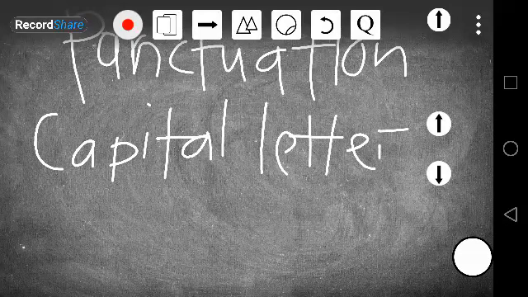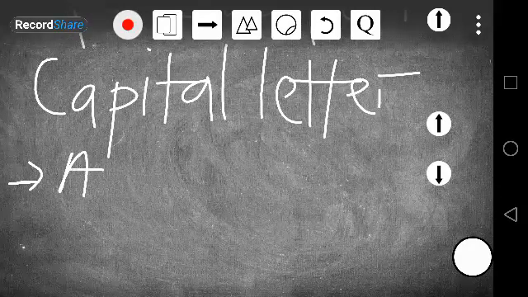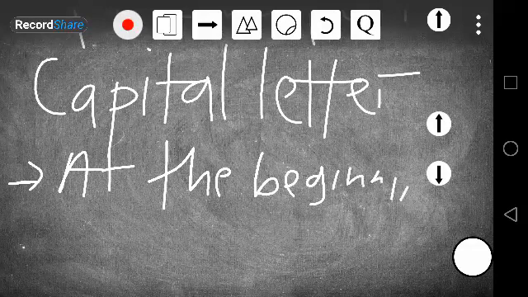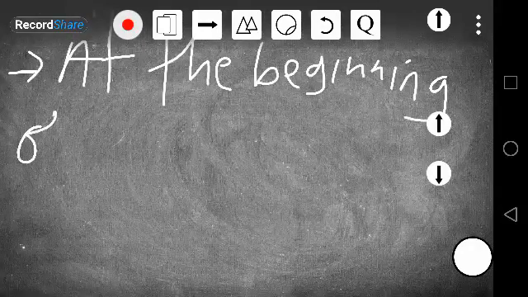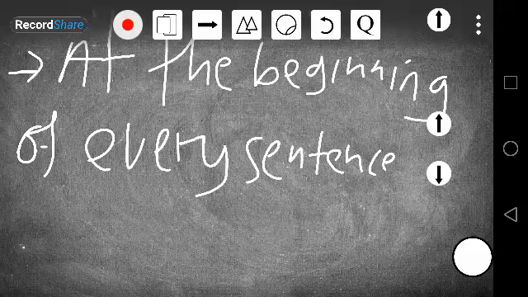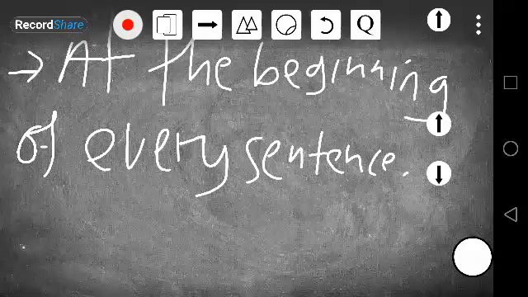Now the question is, when do we use a capital letter? A capital letter is used at the beginning of every sentence. You are writing a sentence: My name is Tinashe Bonga. So capital letter M for "my". When you are starting a sentence, you always use a capital letter. Now, if you put a full stop and you want to start another sentence, you also start with a capital letter, because it's still the beginning of a sentence.